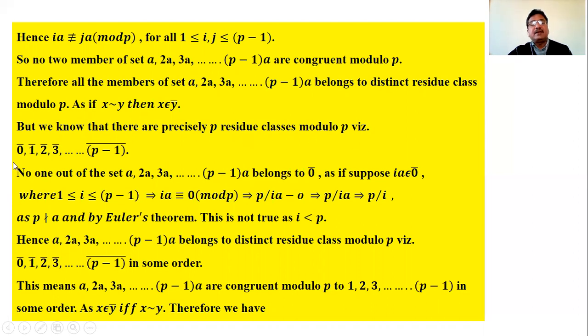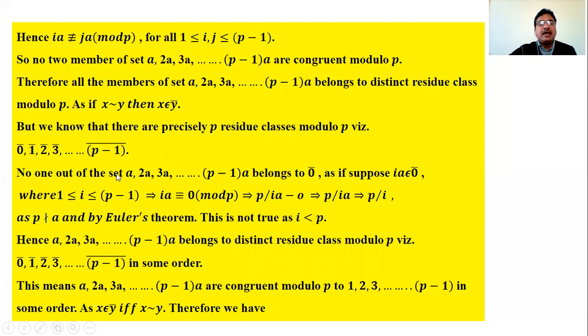But we know that under modulo P there are P distinct residue classes. What are they? 0 bar, 1 bar, 2 bar, 3 bar, up to P minus 1 bar. So there are precisely P residue classes modulo P, namely these. And so no two members of these sets belong to the same residue class. That is, all of these belong to different classes.